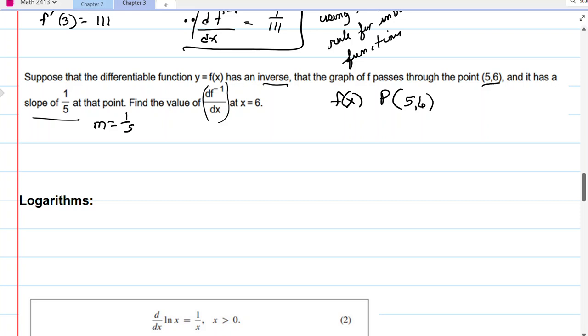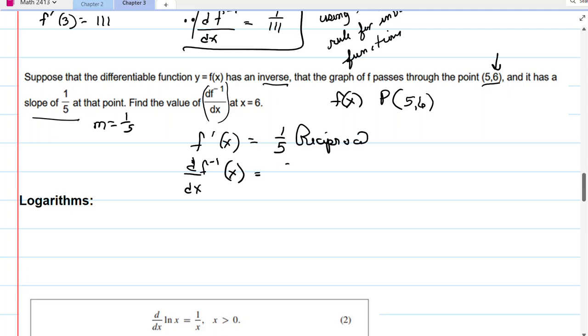Well, x equals 6 is this. And if f prime of x is 1/5, then what is the derivative of f inverse of x? It would be the what? Reciprocal. So it would be 5. Pretty cool, right? All right.